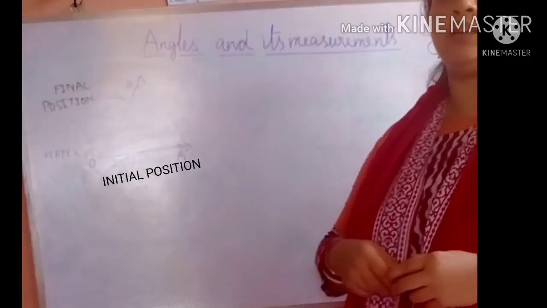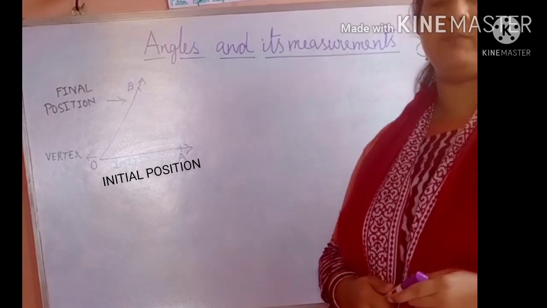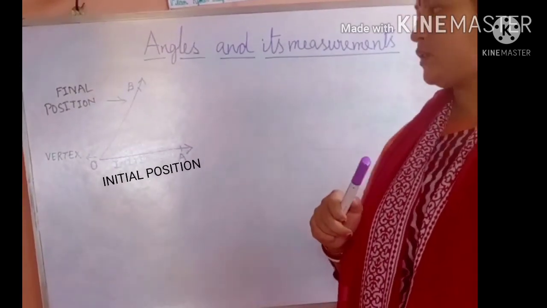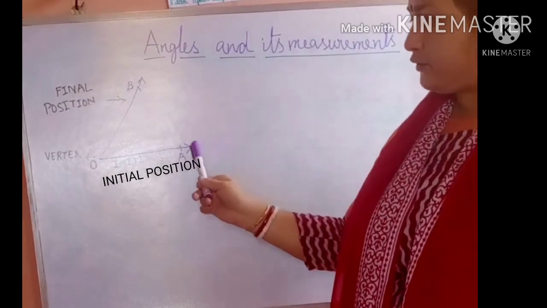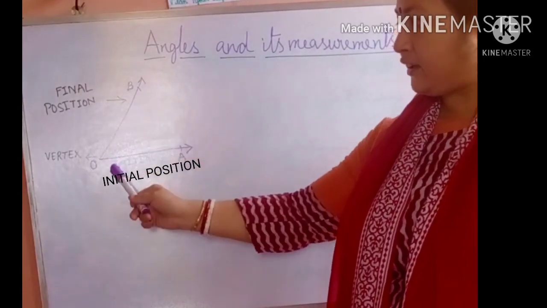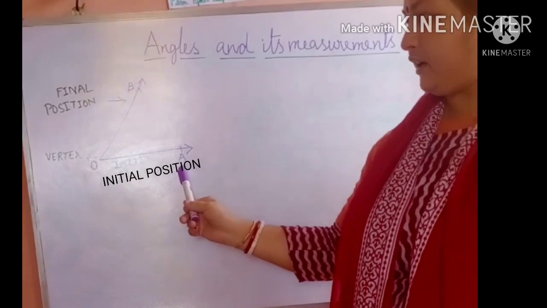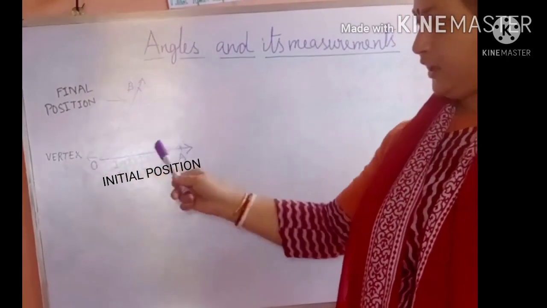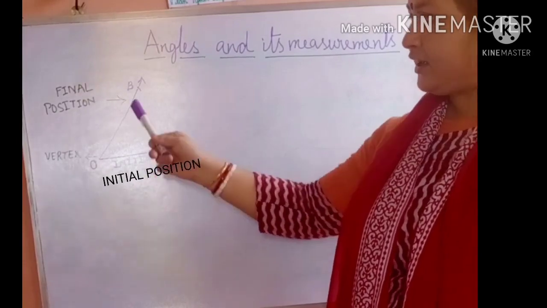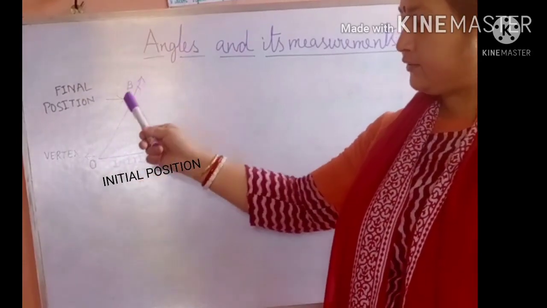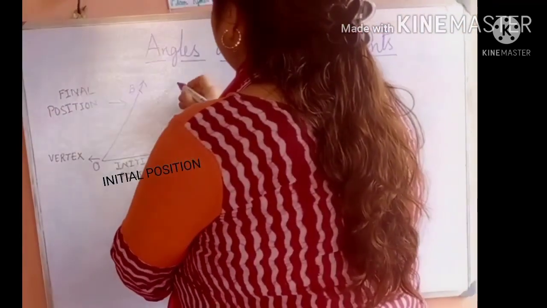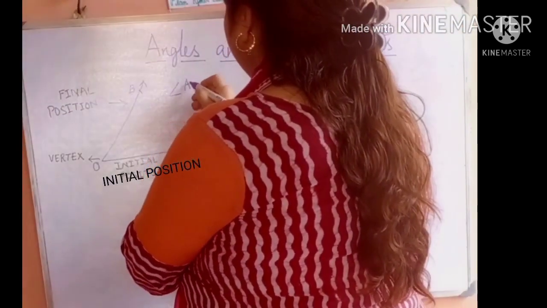Good morning, class. Before starting the next topic in the angle and its measurement, let's first revise what is an angle. The figure formed by two rays with a common vertex is called an angle. The horizontal line OA is the initial position, and OB is the final position. This is represented by angle AOB.